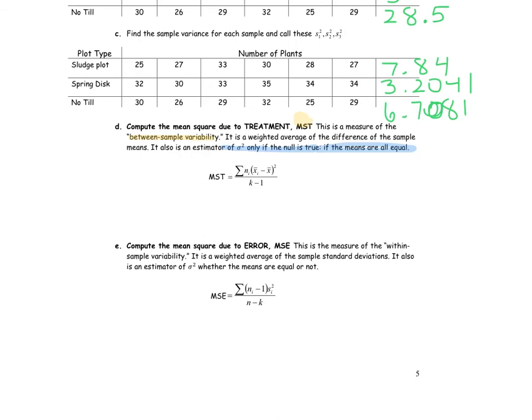So the MST, it's a sum, and it's behaving like a weighted mean. Our sample size for each sample is 6. So we have 3 populations. We're going to do this 3 times. For instance, the mean of our first plot is 28.3, and we're going to see how much it differs from the overall mean, which was 29.494, and we're going to square it. So sample size is 6, and then 33 minus the overall mean, and we square it.